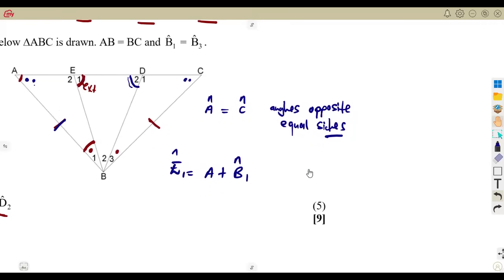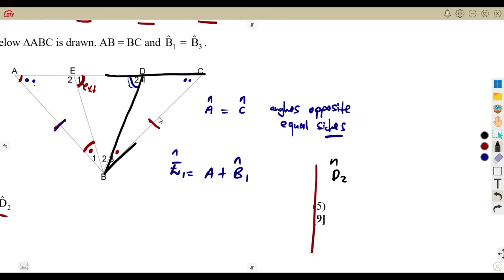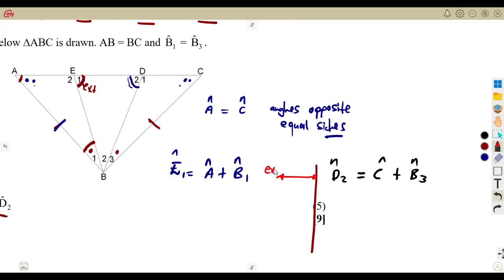Let's do the same thing on the other angle that we are given, to show that it is equal, which is angle D2. D2 is also an exterior angle, but of which triangle? Of this triangle, this one. So meaning to say it is the sum of angle C and angle B3. These two. So there we are using the same reason: the exterior angle of a triangle is equal to the sum of the opposite interior angles.